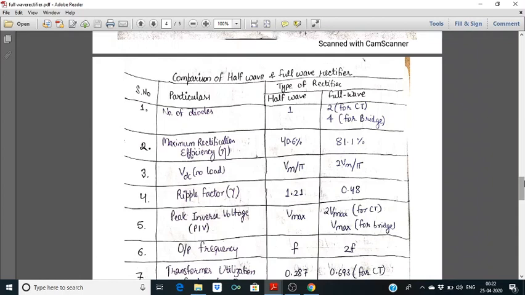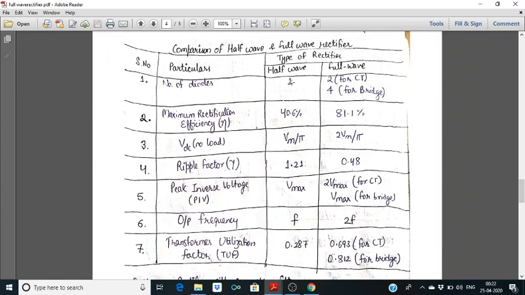Now coming to the comparison of half wave and full wave rectifier, we will go through a quick comparison between them. In terms of number of diodes, half wave rectifier requires only one, while in case of full wave rectifier for center tap we require 2 diodes, 4 diodes for the bridge rectifier. Maximum rectification efficiency is obviously larger for full wave rectifier, 81.1% as compared to 40.6% for half wave rectifier. Now VDC is also higher for full wave rectifier, 2 times Vm by pi, while it is Vm by pi for half wave rectifier.